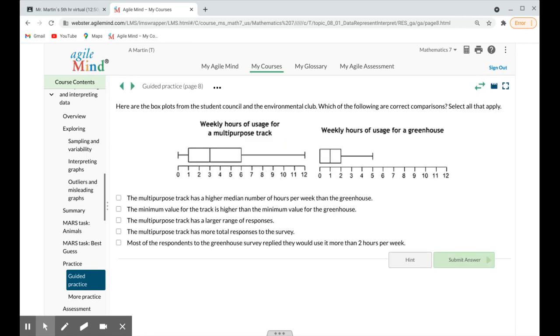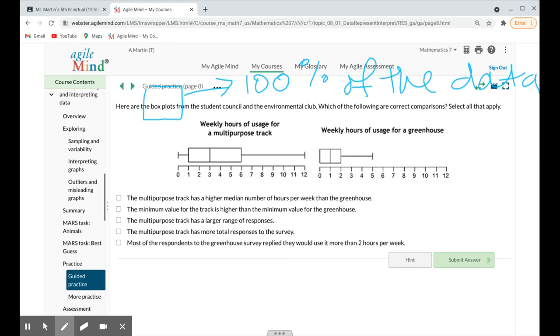All right. Rachel, I want you to read this for us. Here are the box plots from the Student Council and the Environmental Club. Which of the following are the correct comparisons? Select all that apply. All right. First thing I want y'all to understand is that a box plot represents 100% of the data. A box plot is broken into 4 parts. I'm going to show you those 4 parts.